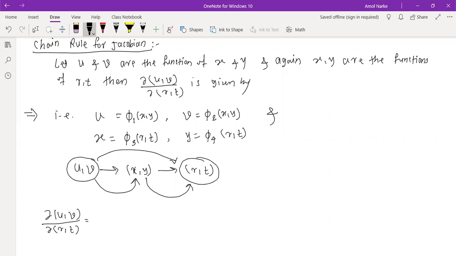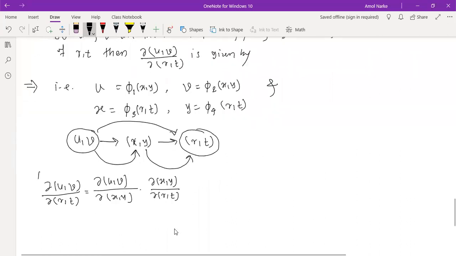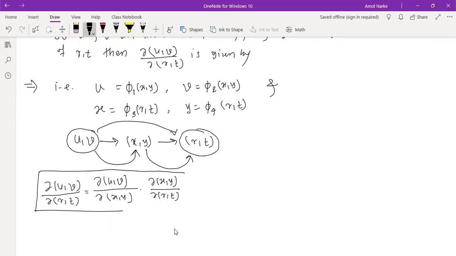So tell me, (u,v) to (r,t) is where I wanted to go. So we need to first find the Jacobian of u and v with respect to x and y, and the Jacobian of x and y with respect to r and t. That is the rule I will get, and that is what we call the chain rule for the Jacobian.